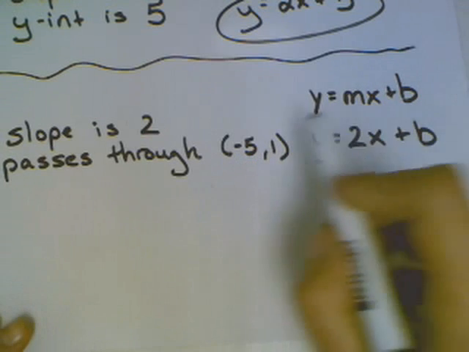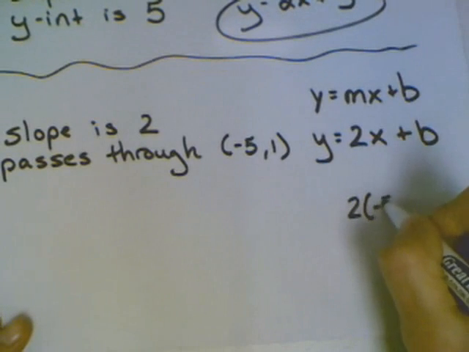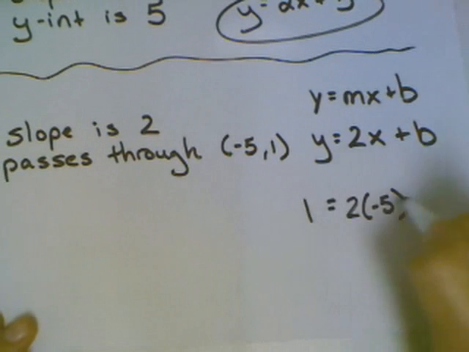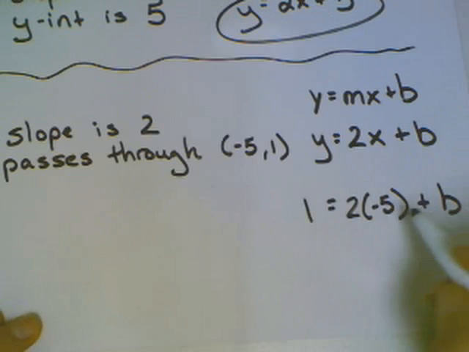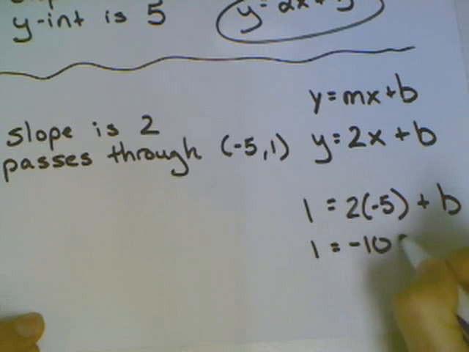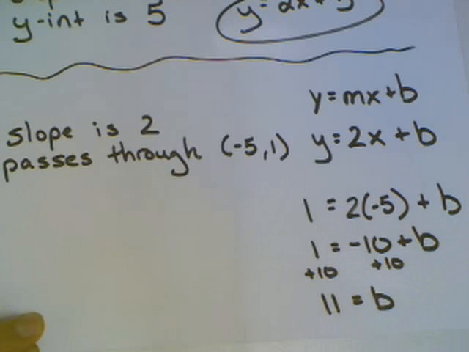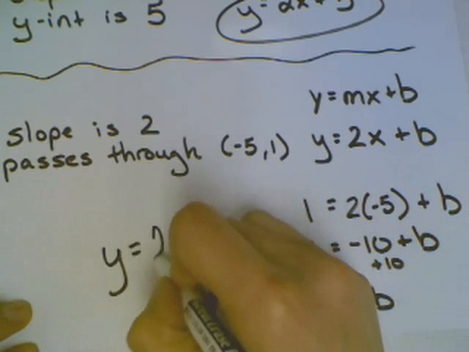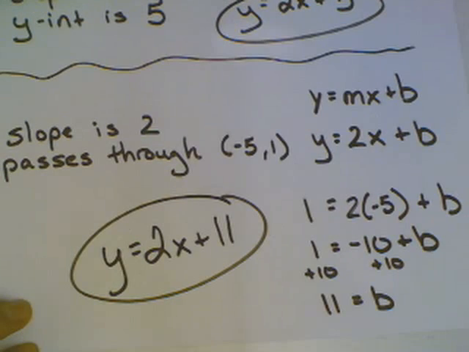I can use this point to solve for b though, because I know that in this equation, when I put -5 in for x, and I put 1 in for y, this equation is true. So what does b have to be so that this equation is true for (-5, 1)? Well, to solve for b, I would need to multiply these two, add 10 to both sides, and I get 11 = b. So that means my y-intercept of this line is 11. So my final answer, since I have the slope and I solved for the y-intercept, is y = 2x + 11.